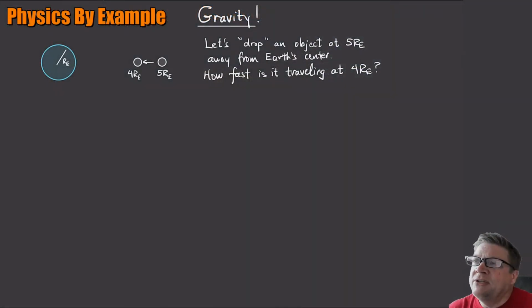Let's suppose that we have a little rock or an object or whatever at 5 times the Earth's radius away, 5 RE away from the center of the Earth, and we're just going to drop it. So it starts from rest, and it falls towards the Earth. How fast is it going when it gets to 4 times the Earth's radius away?